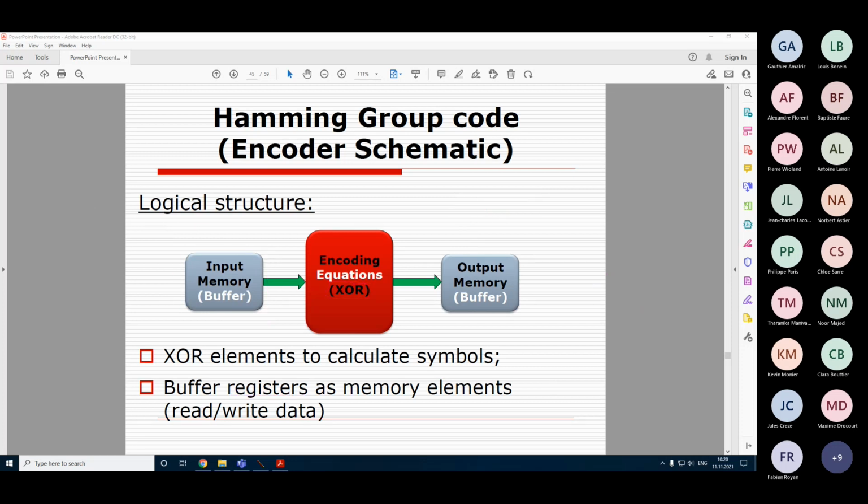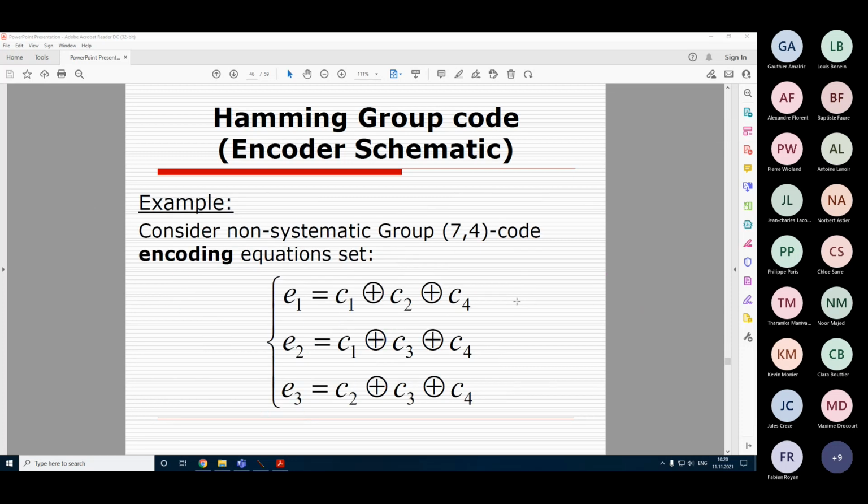So let us start with these equations, which we will need to implement. Once again, these equations have to be obtained first, before you can draw the schematic, which is natural. These are for example of the 7,4 code.